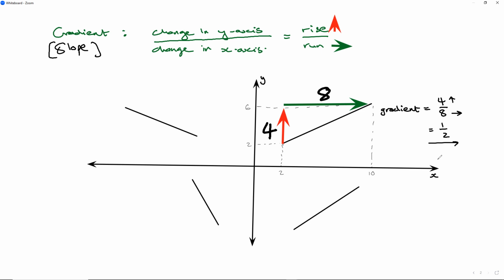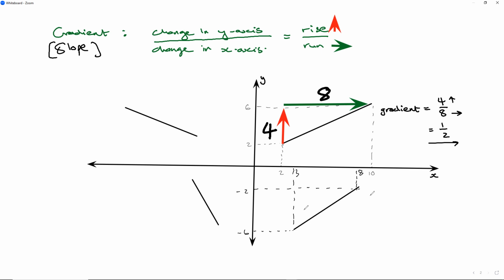Let's look at the next line at the bottom there. Let's suppose this line starts from an x value more or less around 3, and ends at 8. And I've got a y value starting at -2, and it goes all the way down to -6.